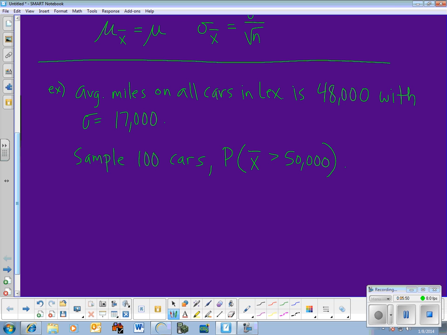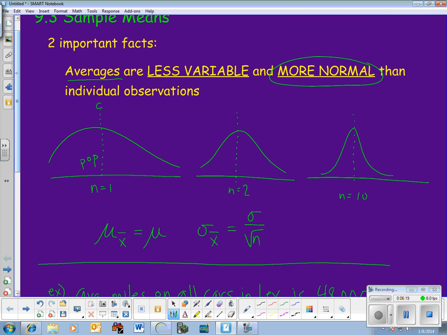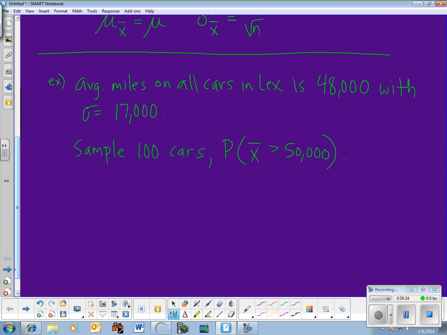If you were to go out and look at 10 cars and you average their mileage, would you be surprised if it was over 50,000? I don't know. We would expect these repeated averages to be closer to 48,000, but is 50,000 really that rare if we're looking at 10 at a time? You could throw one car in there with 150,000 miles and probably make that happen very easily. But what if we look at 100? With each additional car sampled, our sampling distribution is less variable, meaning we've got a center at 48,000.